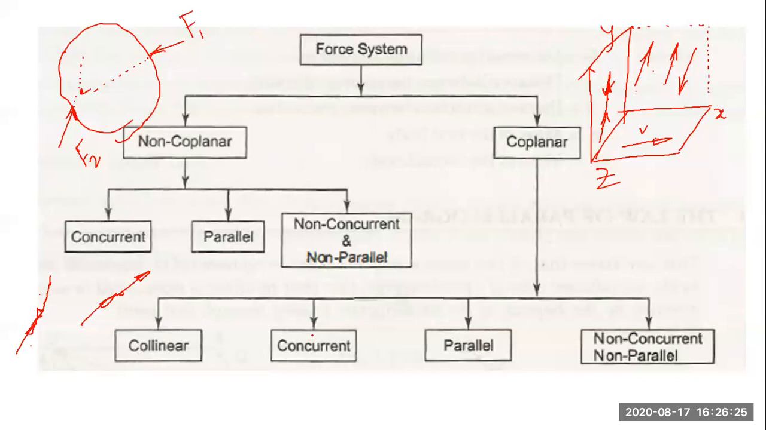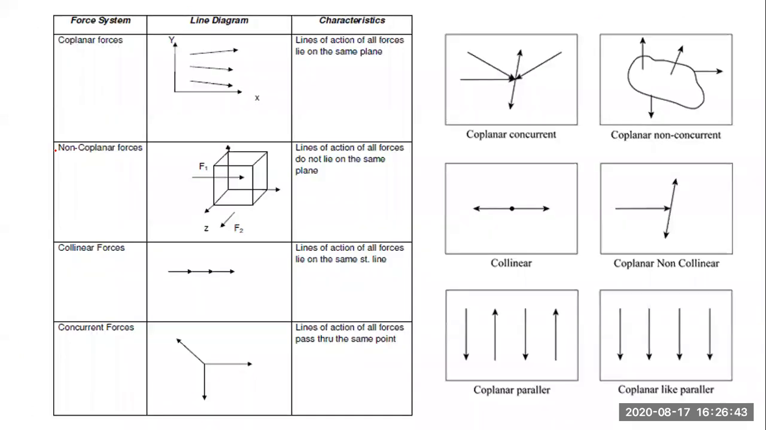Concurrent force we already know, but what is the difference? In case of coplanar, the concurrent forces are in the same plane. In case of non-coplanar, they are not in the same plane. And parallel force we already studied. So these are the examples.